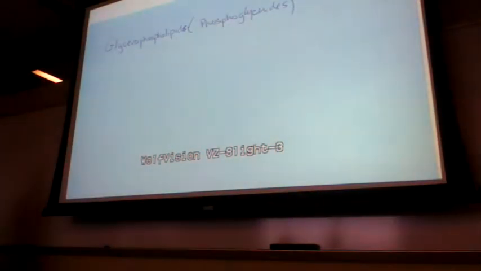Alright. So, new nomenclature, old nomenclature. Phospholipid is the new nomenclature. Phosphoglyceride, which is the one that everybody recognizes, is the old nomenclature. These are your major cell membrane components.